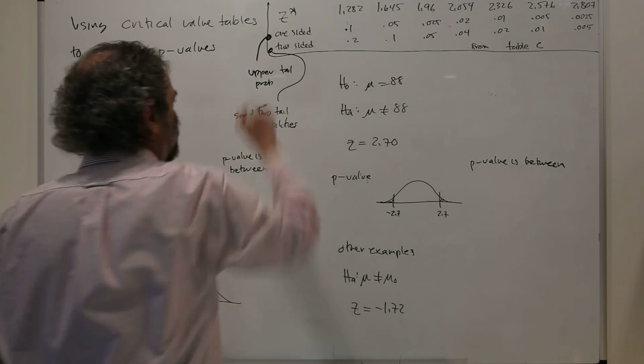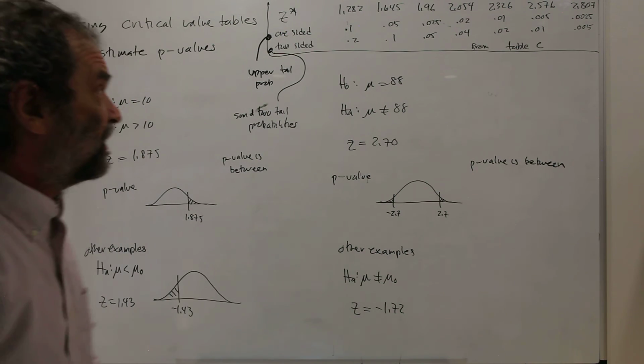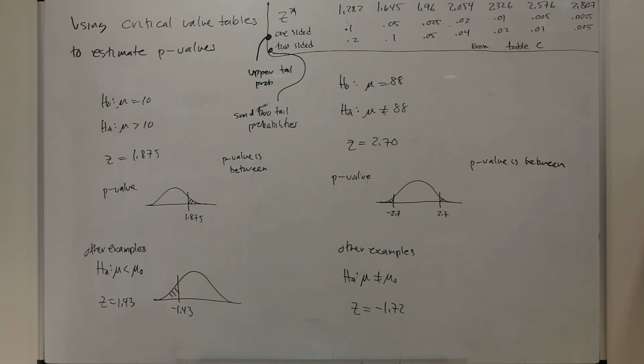The problem is that your computed Z value won't be one of those numbers, and so we have to estimate the actual p-value when the Z falls between the two critical values. Then the p-value falls between the two p-values listed, either it's a one-sided or two-sided test. Let's see how this works.